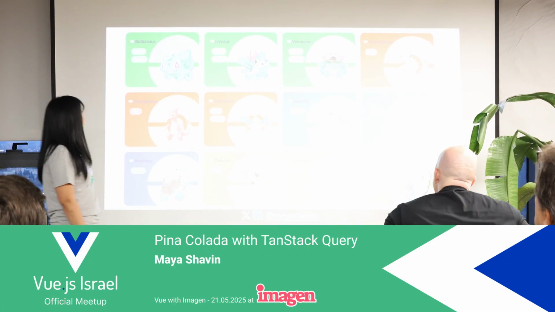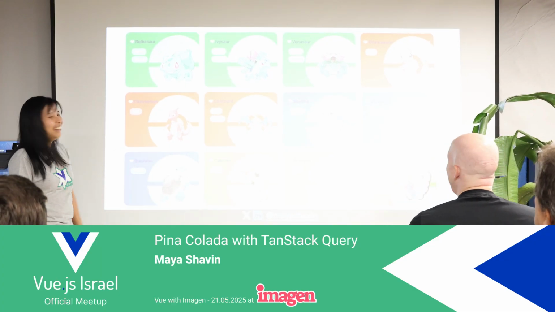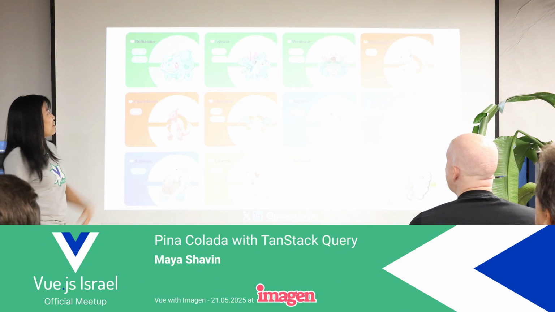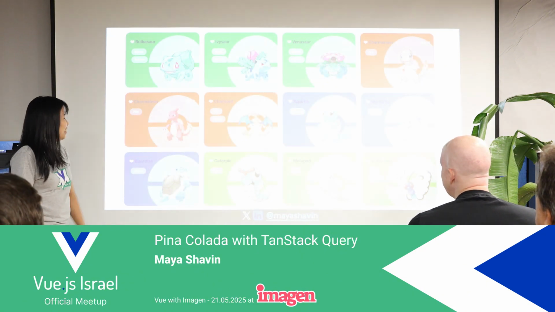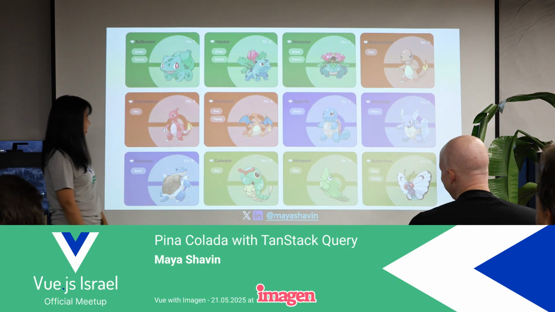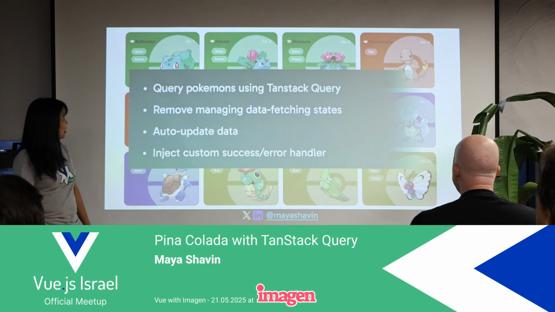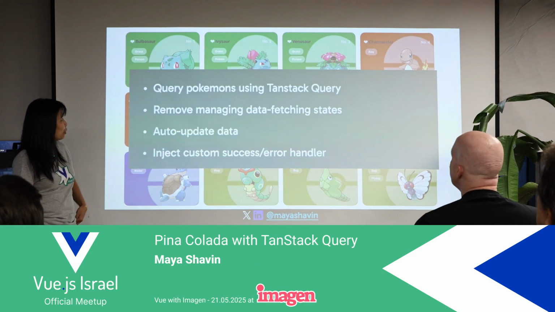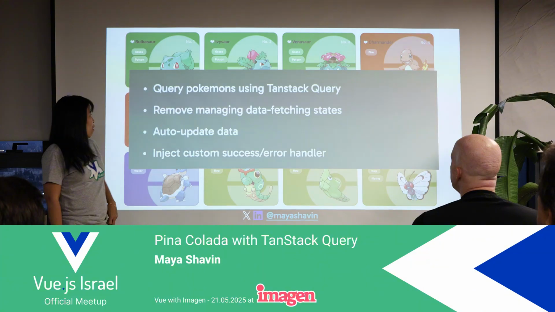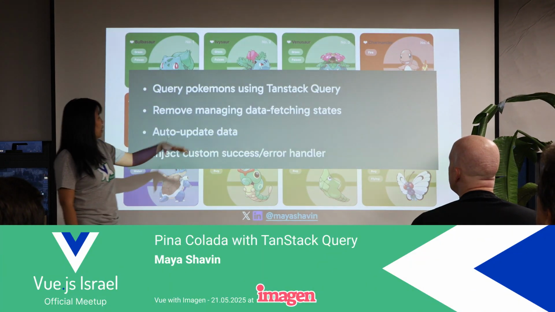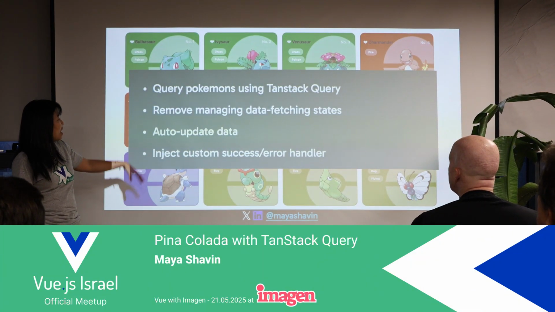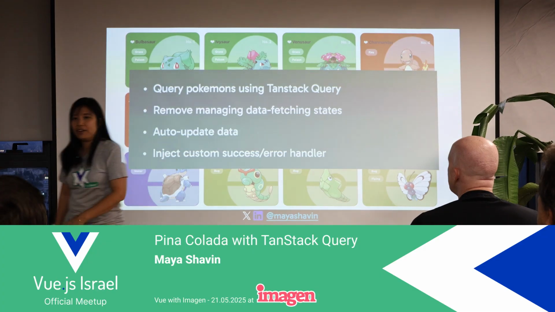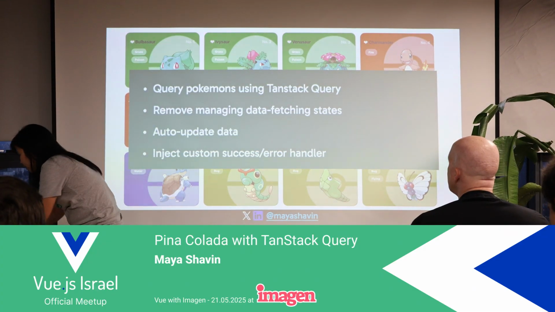We're going to build a demo about Pokemon here, with a very nice UI, my UI actually. What we're going to do is query the Pokemon using TanStack Query. We want to remove the management of data fetching and state, auto update data, and inject custom success or error handlers. Okay, so let's go.